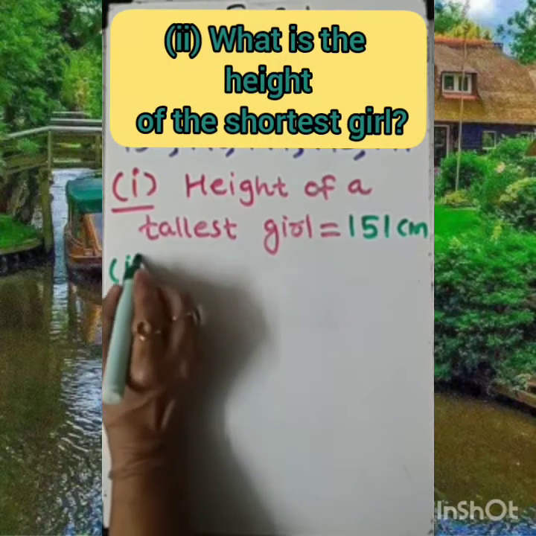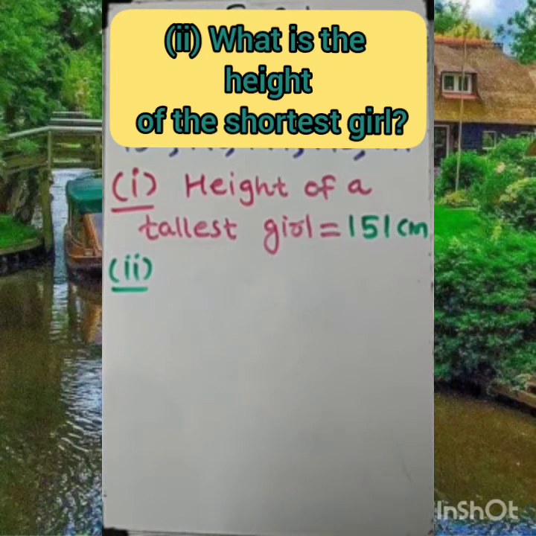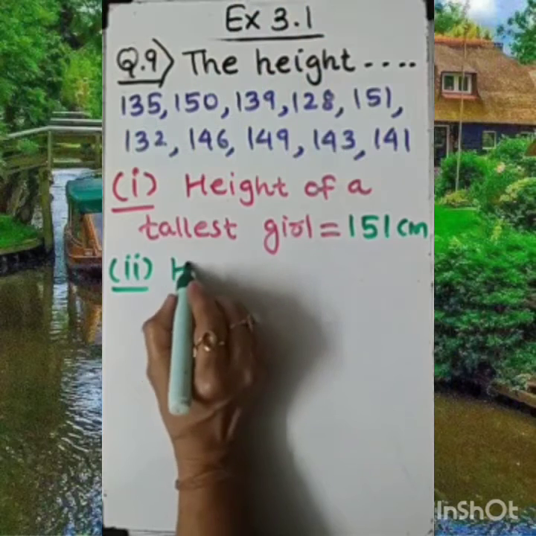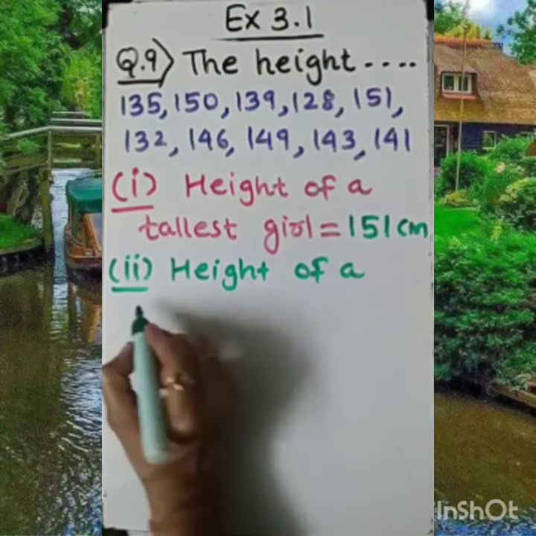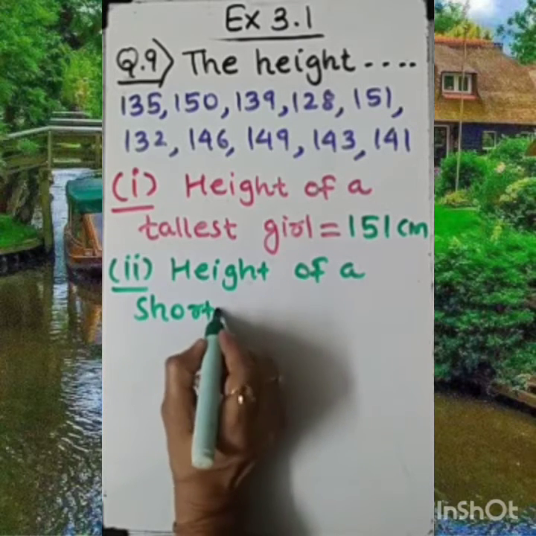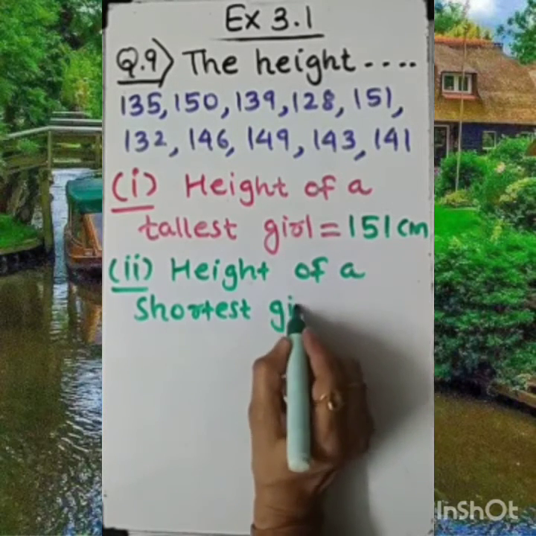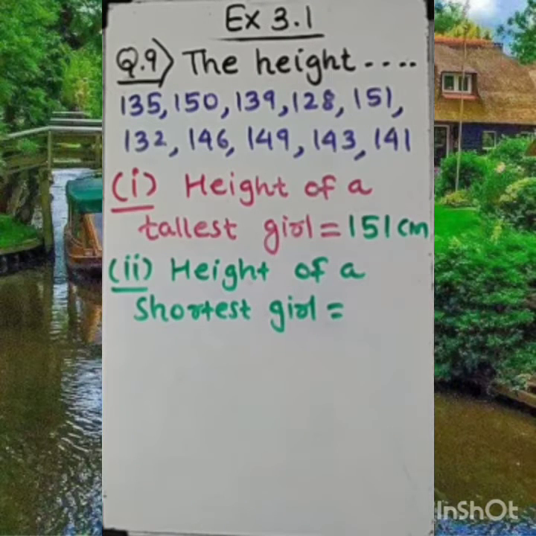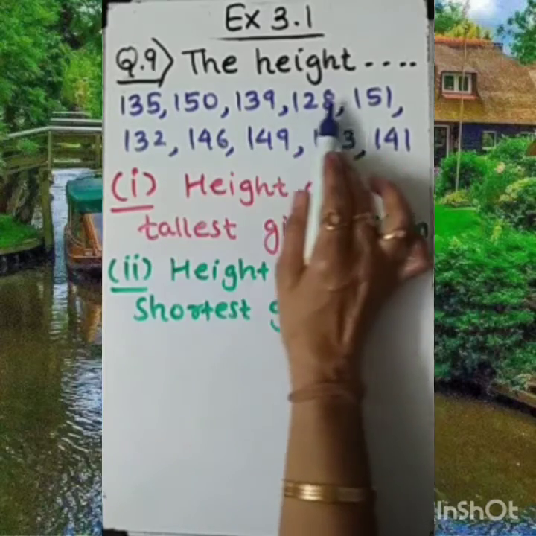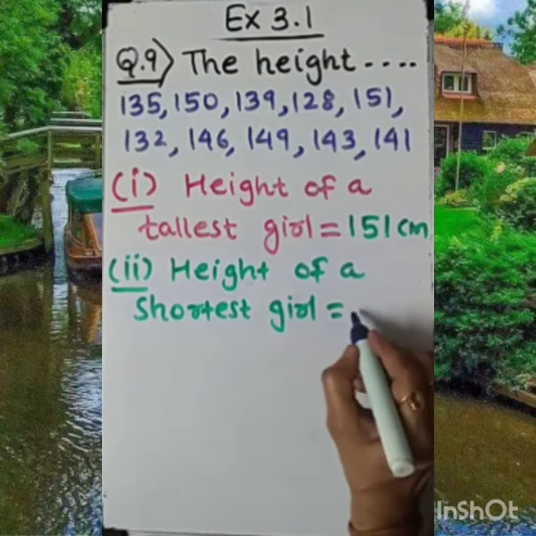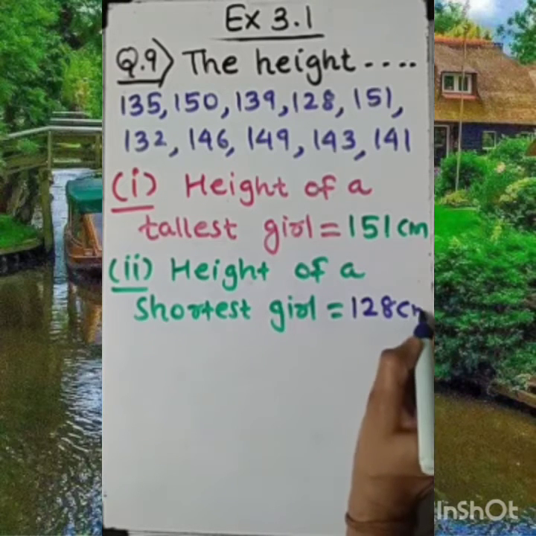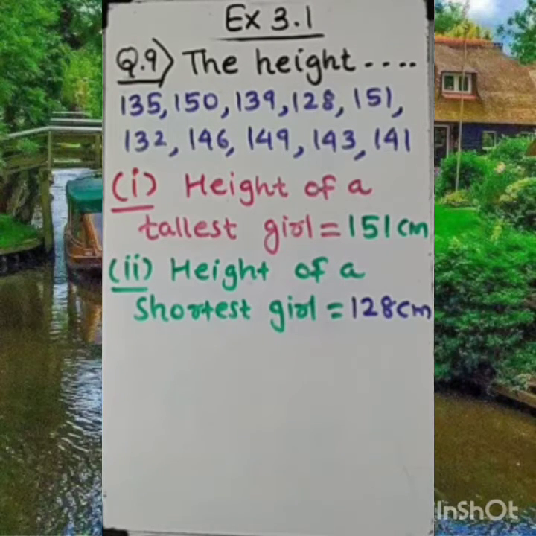Now the second question we are asked: what is the height of the shortest girl? Okay, so we need to mention height of a shortest girl. We know, dear student, shortest girl means the smallest observation or the lowest observation among all of these. I can see clearly the shortest girl's height is 128 centimeter. So I need to mention 128 along with the unit centimeter.